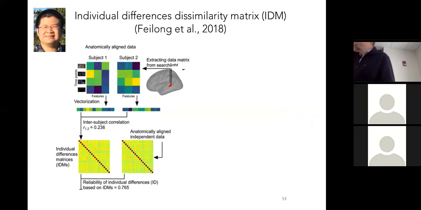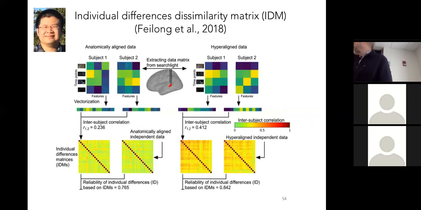So then he did the same thing for hyperaligned data. For a searchlight in the reference subject's brain space, he could look at the vectorized response across model dimensions and see how similar two subjects are to each other. And as expected, subjects are much more similar to each other. That's the whole purpose of hyperalignment. And so the individual differences matrices have higher values.